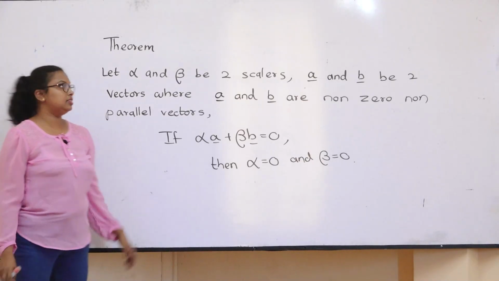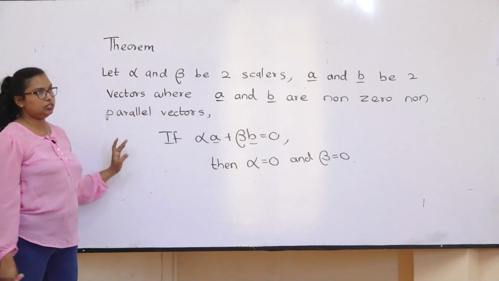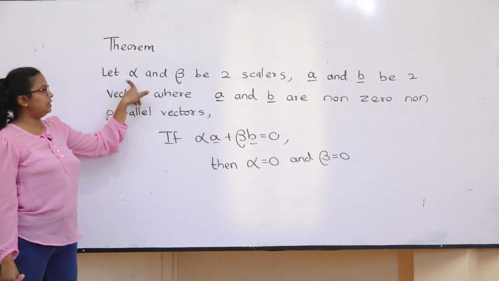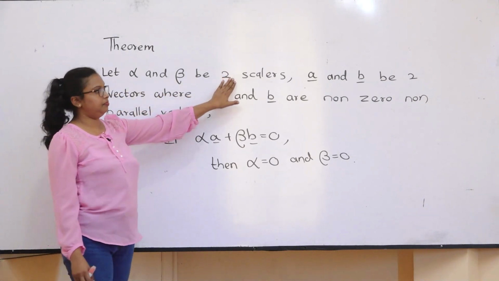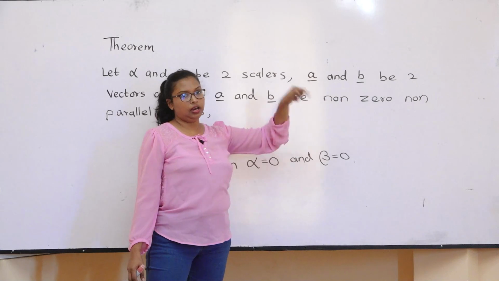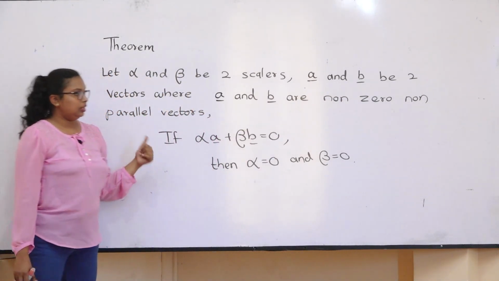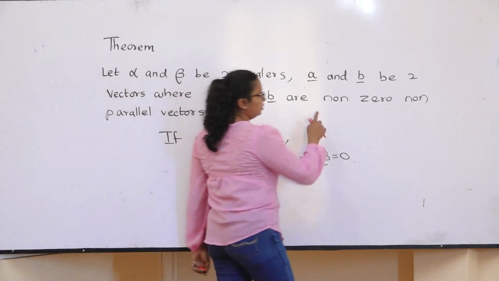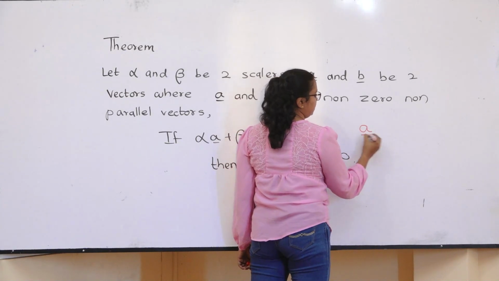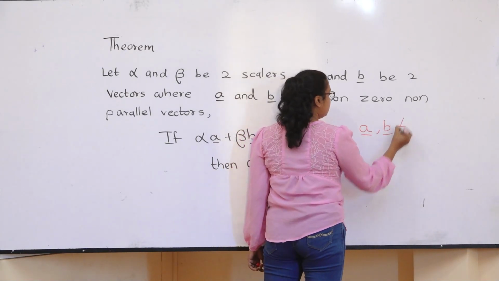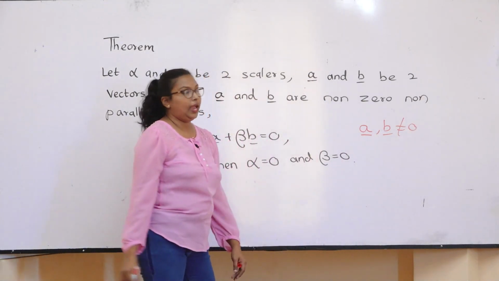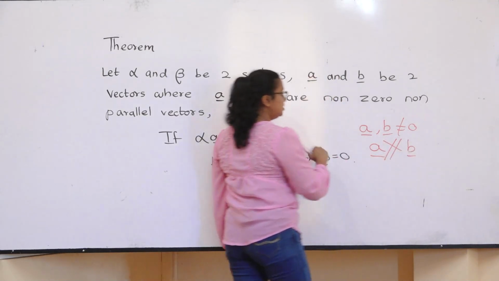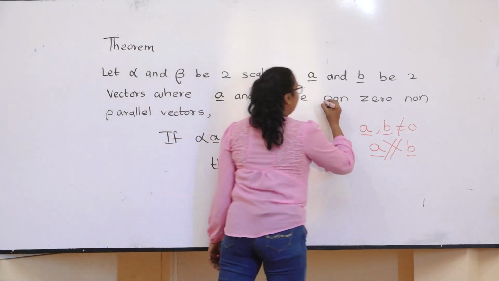Okay, students, now this is a very important theorem that you must know to do the sums. Let alpha and beta be two scalars and a and b are two vectors, right? But you must satisfy two conditions here: these two vectors, vector a and vector b, cannot be equal to 0. And the other one is, these two vectors should not be parallel. They are non-zero, non-parallel vectors, very important.